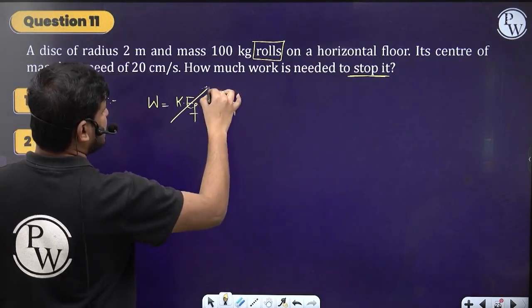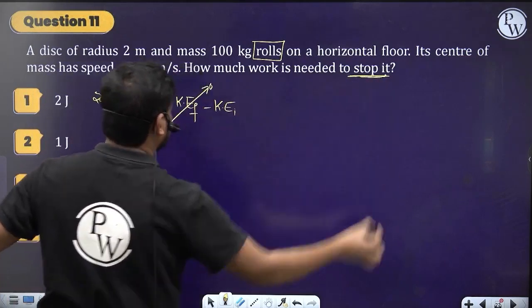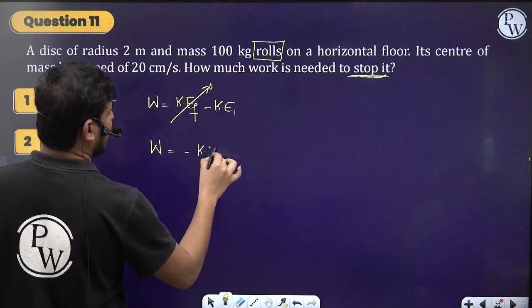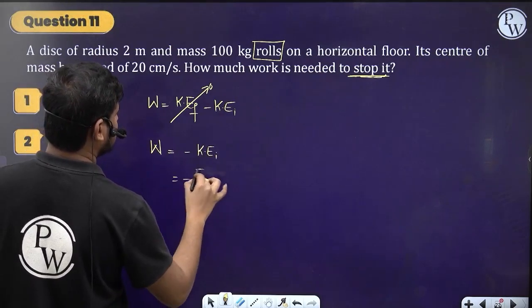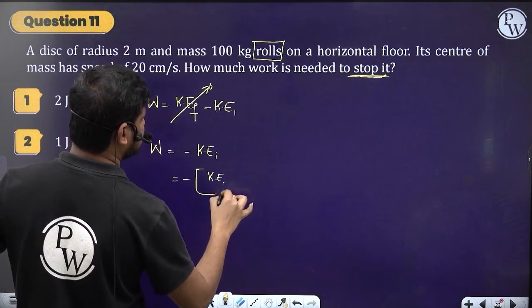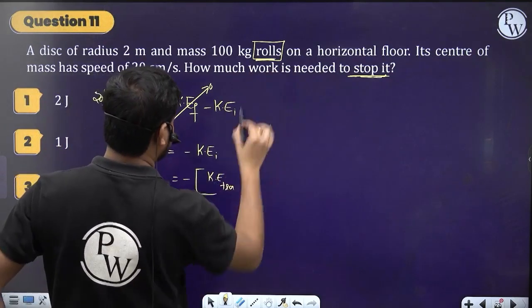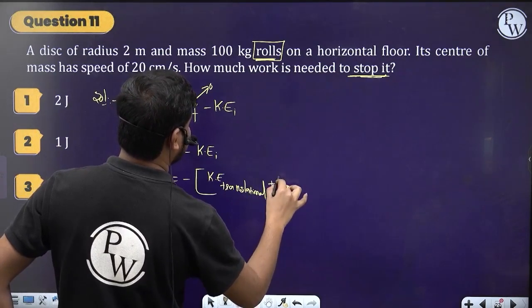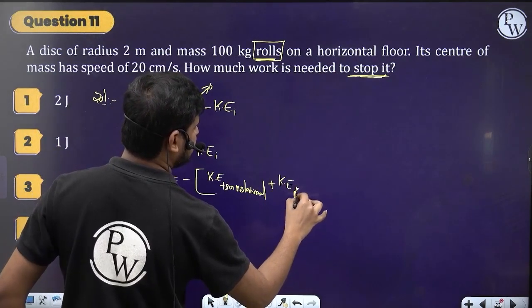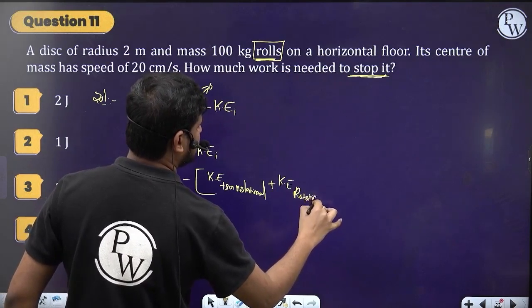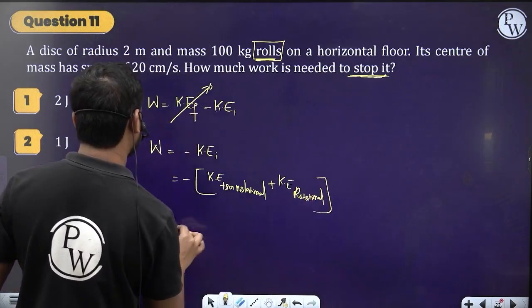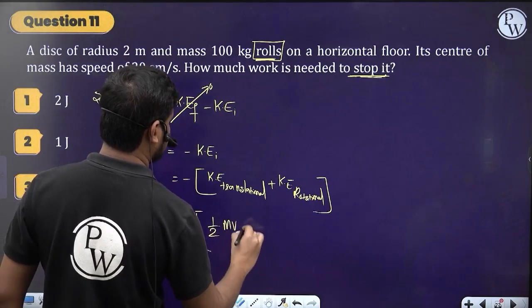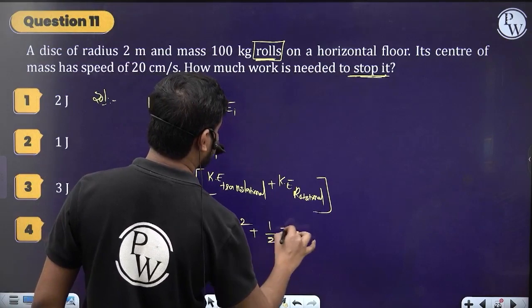So final kinetic energy is 0 because it has to stop. Then the work done is equal to, the initial kinetic energy, as it rolls I can write like the kinetic energy of translation motion, because it is rolling, plus the kinetic energy of the rotational motion, simple. So now you can substitute the values. Negative of half m vc square plus half I omega square.